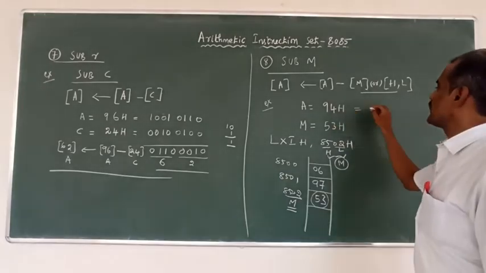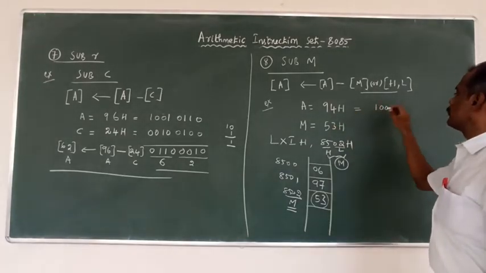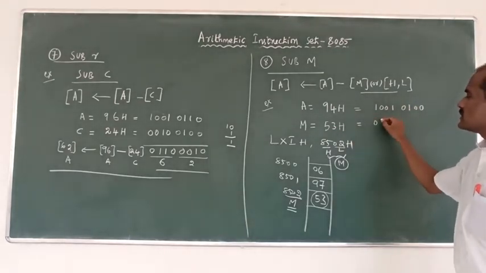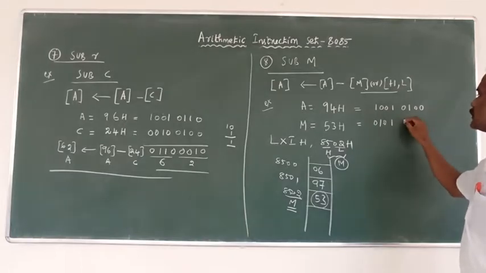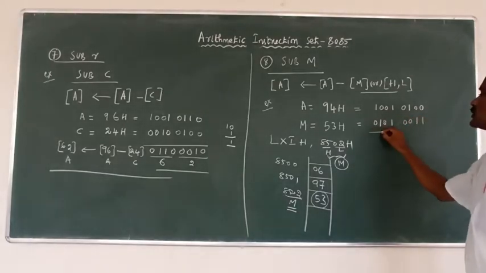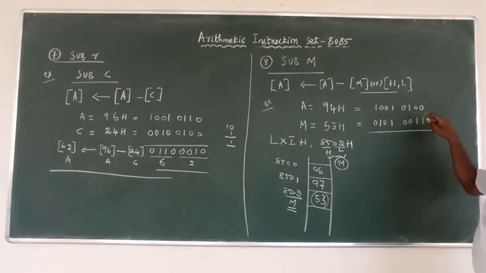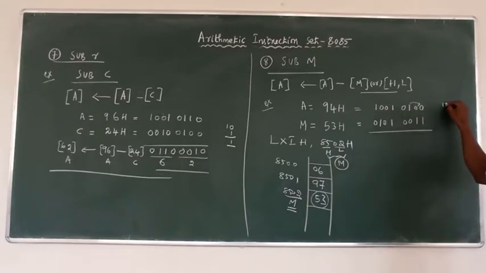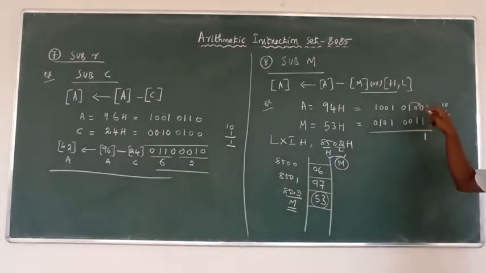Now accumulator 94 is 1001 0100 and 53 is 0101 0011. Now to subtract these two: 0 minus 1 we cannot subtract, so we get a borrow from here. Now this is for 10. 10 means 2. 2 minus 1 is 1. Now this is for 1. And here the carry will be moved to here. This is for 2's and this is for 1's.